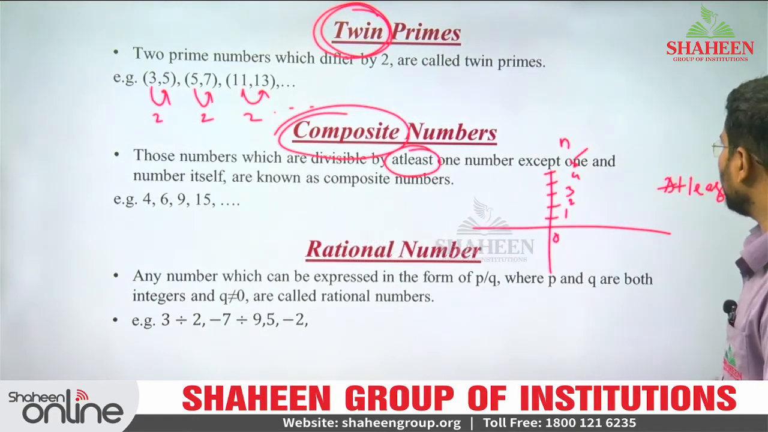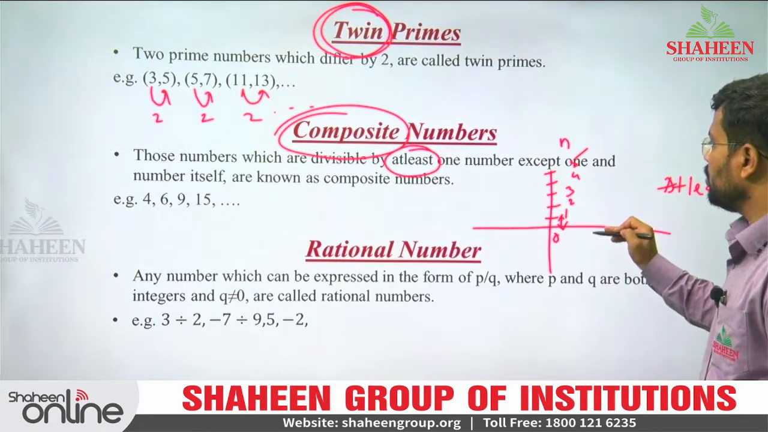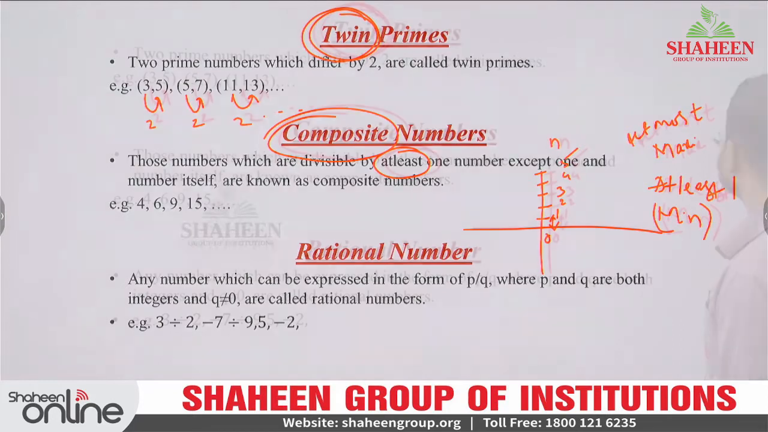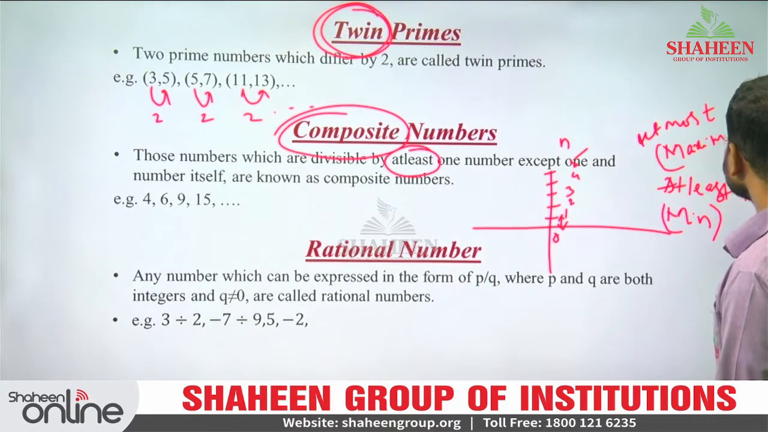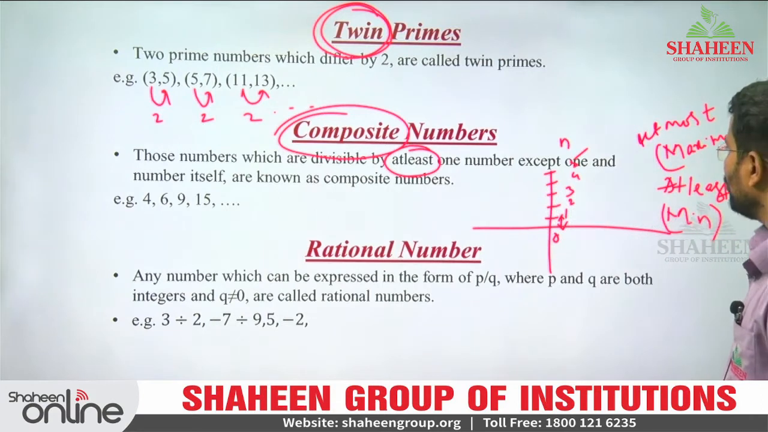1, 2, 3, 4 and 5. So at least one, if I say the word at least and at most. At least is minimum. At most is maximum. At least is minimum and at most is maximum.